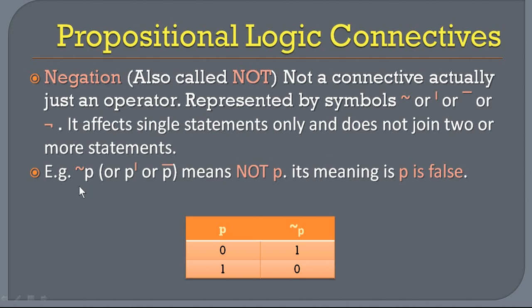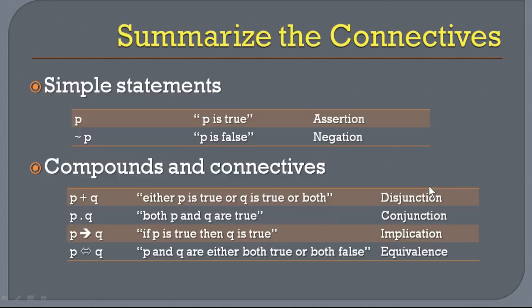Some examples you can see: tilde P, P apostrophe, or P bar means not P. This means P is false. So you can see the truth table is very simple. If the P value is 0, then tilde P, that is not P, is 1. And if P is 1, then not P is 0. This is what you have to remember.